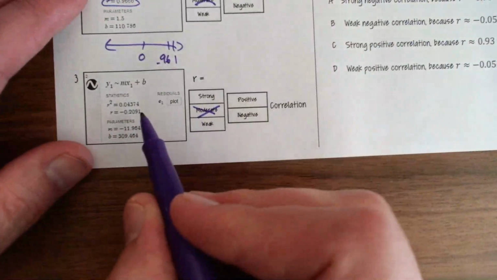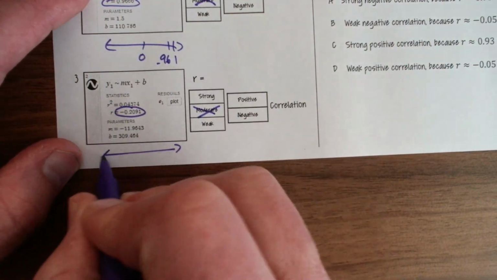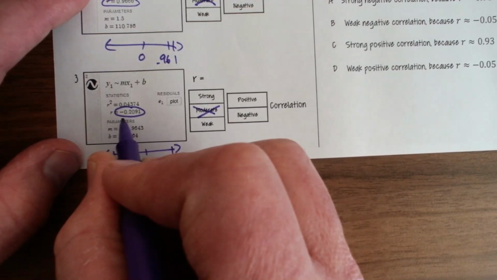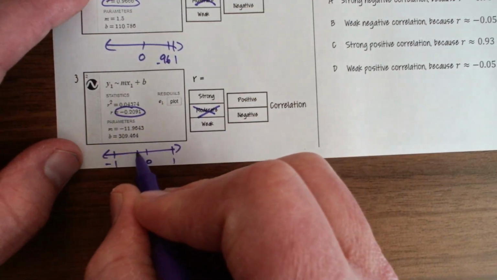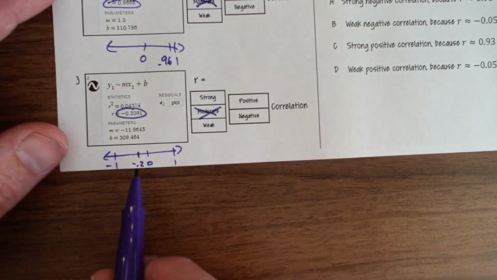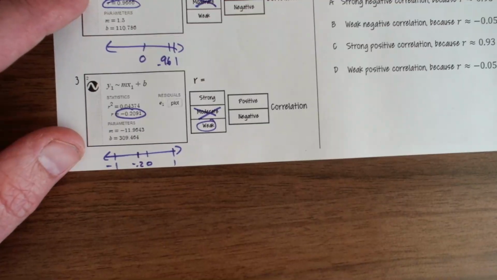If I was to graph this one, here's 0, here's -1, here's +1. This is -0.20. So that would be right here. That'll be less than a quarter of the way. Okay. So that I would actually say is weak because it's close to 0.